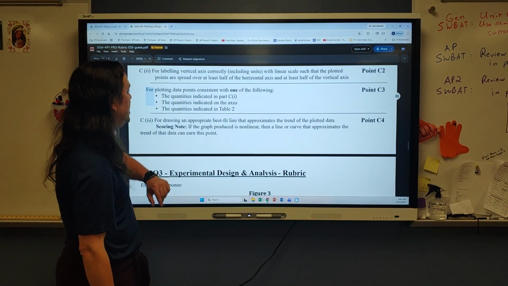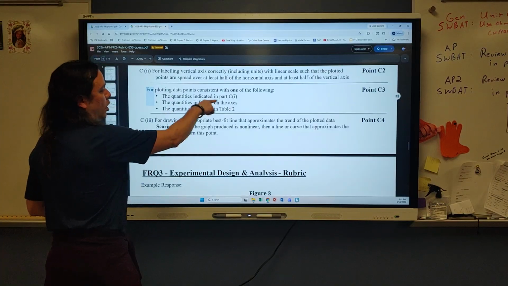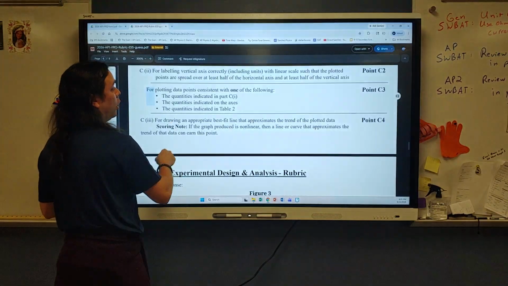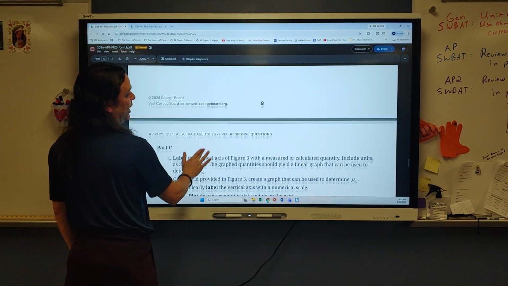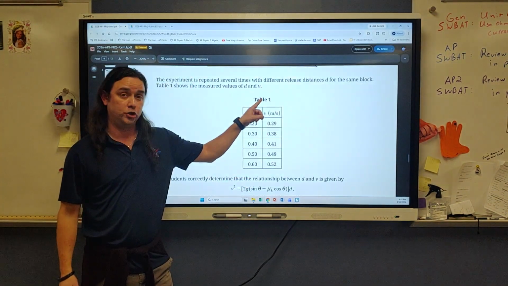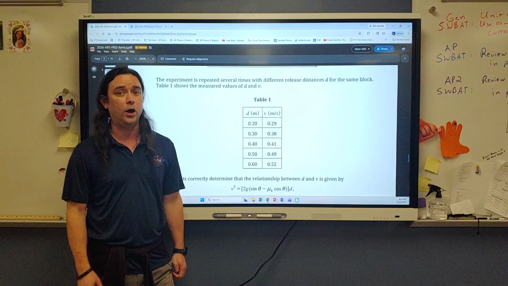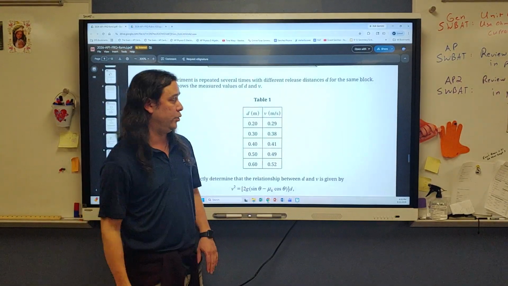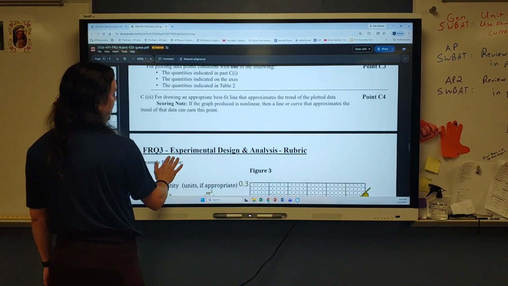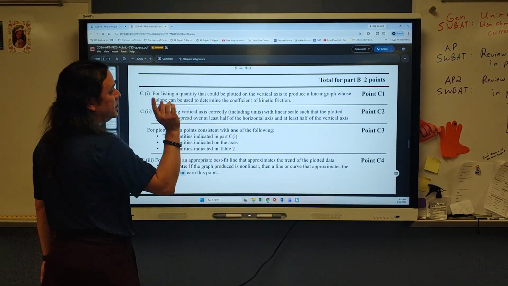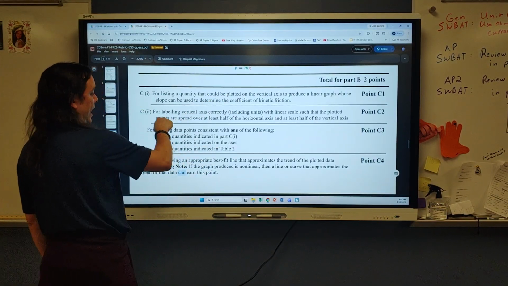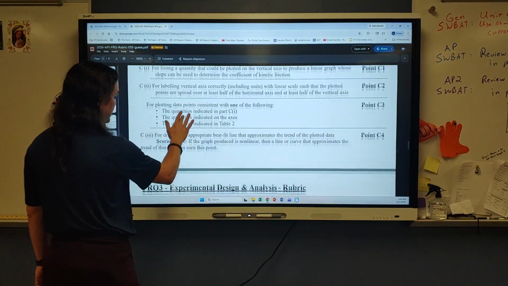The other point is for plotting data points consistent with one of the following: the quantities that you laid out in C1, the quantities indicated on your actual graph axis, or just the quantities that are given in table 2. So again, advice that I have for students: if you don't know what else to graph, just graph the data that you are given. You can still get quite a few of the points even with that. Hopefully you're able to do the linearization, but not necessarily guaranteed. So this is a nice way to back that up and at least still be able to get a number of points. If you just graph the data that's given to you, you will not get C1, the first point here, but you can get the second point and the third point, and the fourth point.